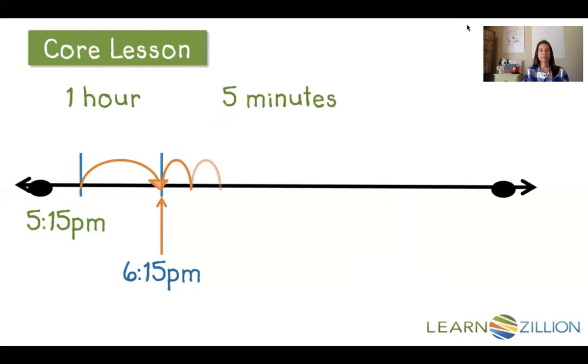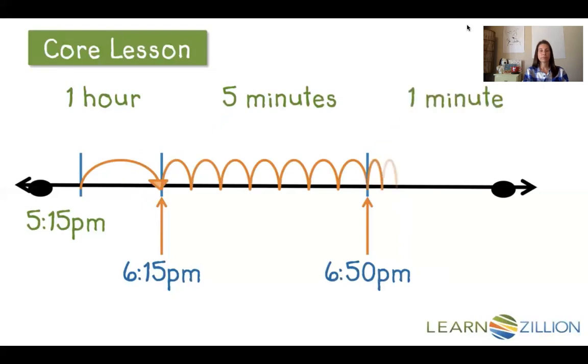6:20, 6:25, 6:30, 6:35, 6:40, 6:45, 6:50. We're going to stop there because 6:55 would be after the end of the party. 6:50, 6:51, 6:52.